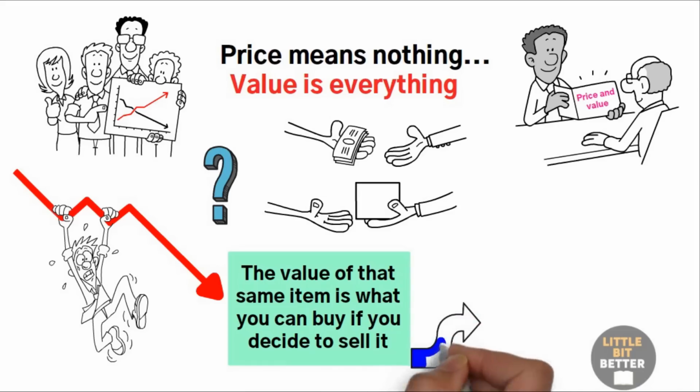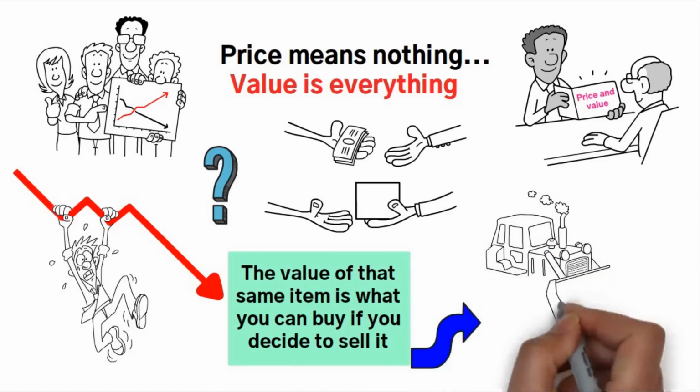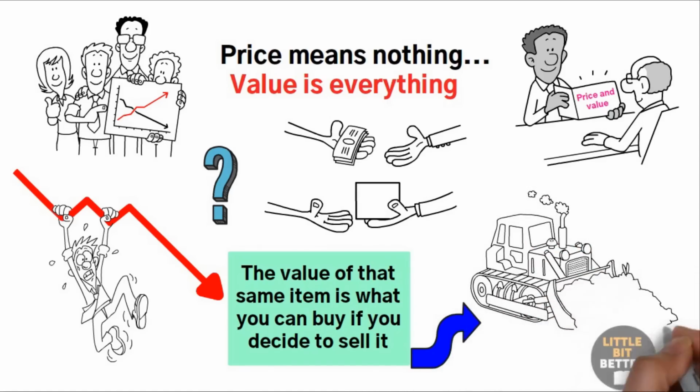For example, if an investment doubles in price, but the cost of living goes up 4 times over the same period of time, then even though your investment doubled in price, its value actually fell by half.